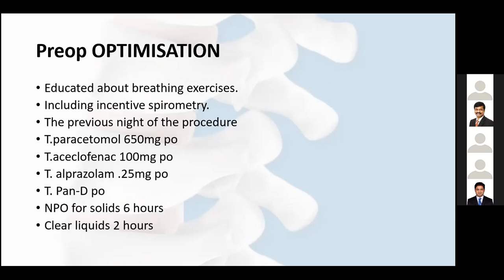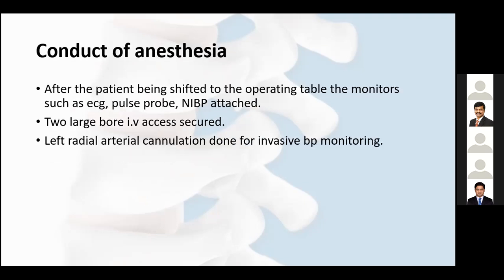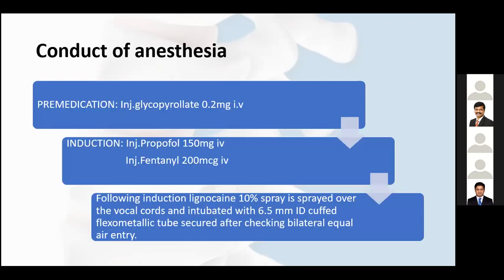For solids, she was kept NPO for 6 hours and for clear liquids for 2 hours. After the patient was shifted to the operating table, monitors such as ECG, pulse probe, and non-invasive BP monitoring were attached. Two wide bore IV cannulas were secured, and left radial artery cannulation was done for invasive blood pressure monitoring. She was given injection glycopyrrolate 0.2 milligram IV, injection propofol 150 milligram IV, injection fentanyl 200 microgram IV, and following induction, 10% lignocaine spray was sprayed over the vocal cords after laryngoscopy.